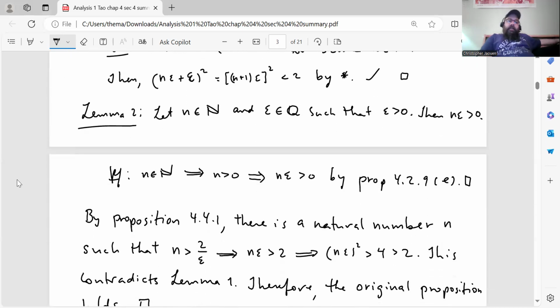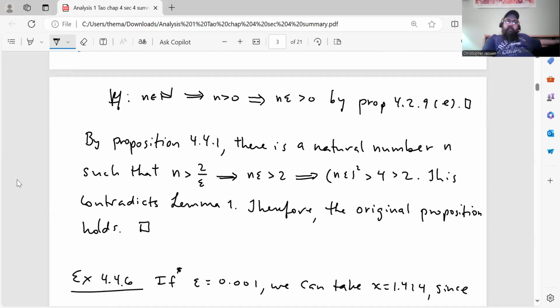Right, then there's another statement that he asks us to prove in the proof, so I'm doing that here. I'm just labeling it as lemma 2. Let n be a natural number and epsilon be rational such that epsilon is greater than 0, then n epsilon is greater than 0. And the proof is just by proposition 4.2.9 part E, right? The product of two positive rational numbers preserves order. So that proves that statement.